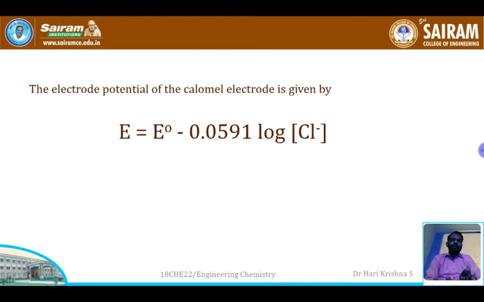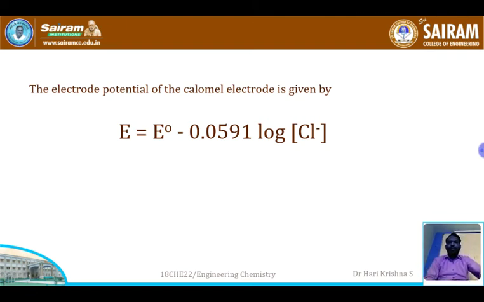As I told you, the Calomel electrode is a single electrode. The electrode potential of the Calomel electrode is given by E equals E naught minus 0.0591 log concentration of Cl minus. So the concentration of KCl is very, very important. Here the electrode potential of the Calomel electrode depends upon Cl minus ion. As the concentration of Cl minus ion changes, the potential also changes.